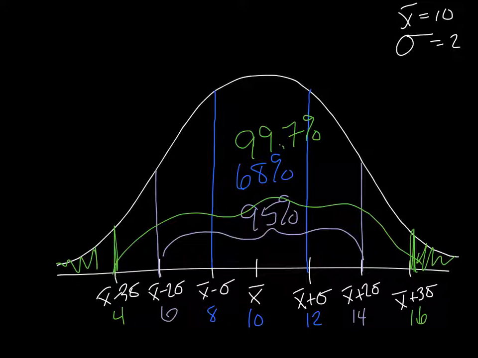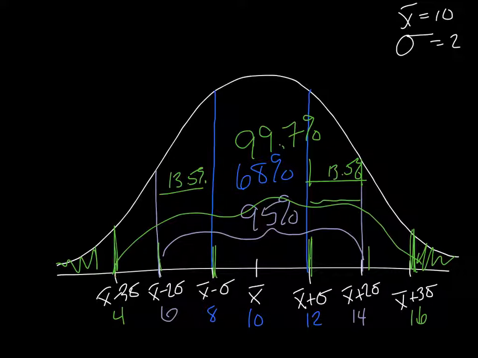Now, we could also start figuring out what each of these little sections are. If this is 68, all the way out to 95, we take 95 minus 68. By doing 2 standard deviations away, we've added 27%. So these two right here add up to 27%. If I divide them in half, I get 13.5. So this little section from here to here is 13.5%, and this little section here is 13.5%.